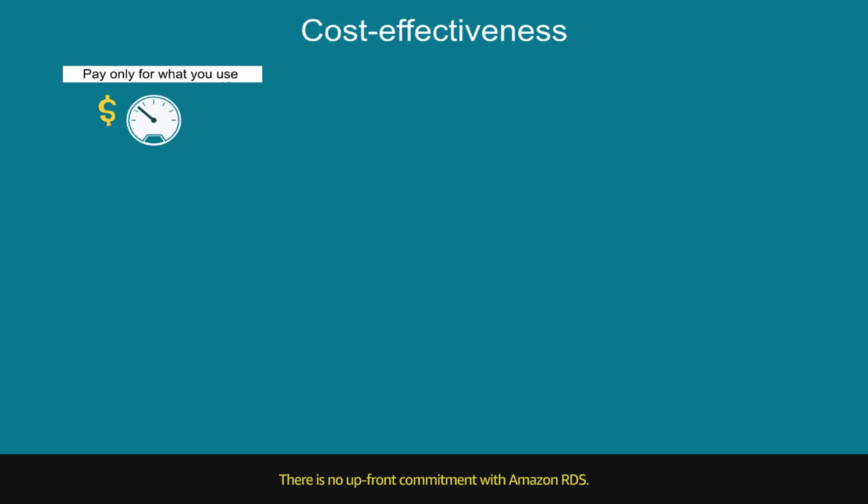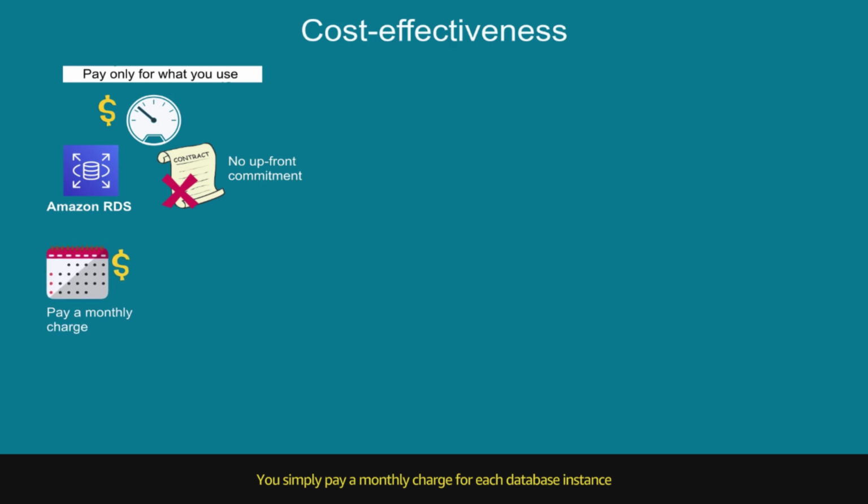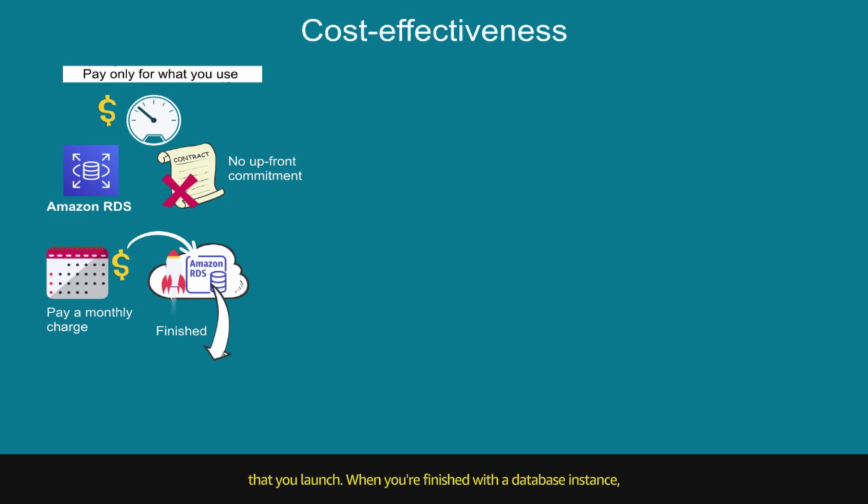Here are the key features related to cost effectiveness. Pay only for what you use. There is no upfront commitment with Amazon RDS. You simply pay a monthly charge for each database instance that you launch. When you're finished with a database instance, you can easily delete it.